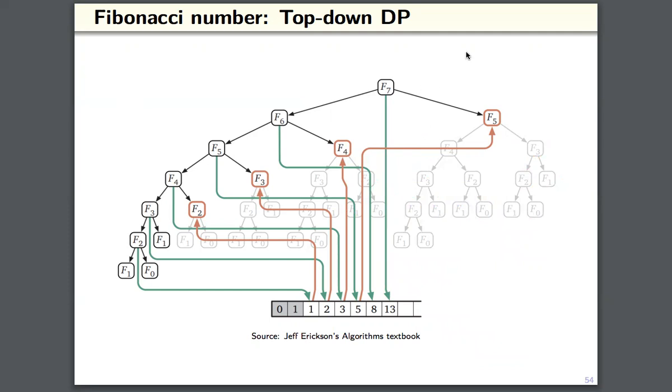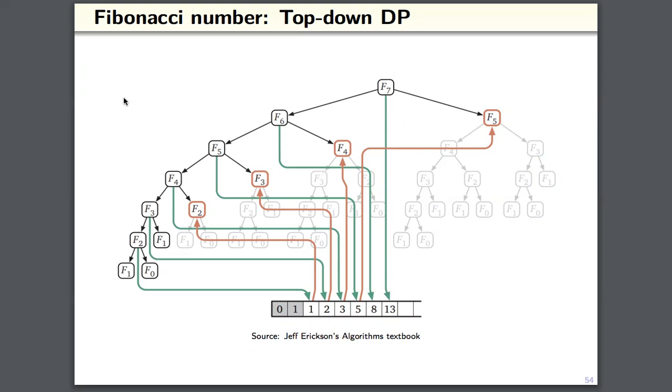Let's look at the recursion tree here. What kind of tree do we get? Let's see. So F7, we don't know the value of F7. We are computing it for the first time. Hence, F7 calls F6 and F5.